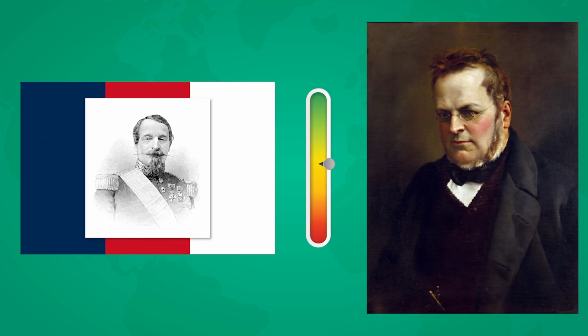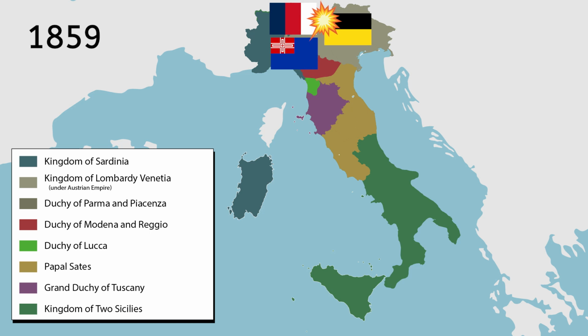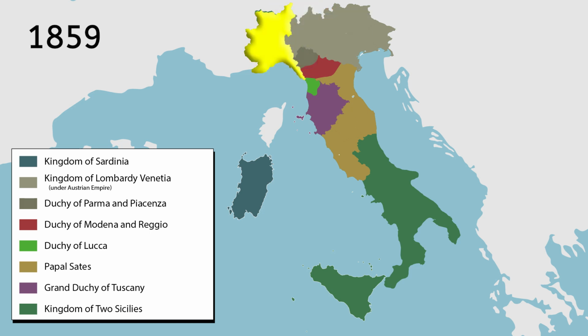Cavour looked to the French. He brokered an alliance with Emperor Napoleon III, then went to war with Austria in 1859. Combined French-Sardinian forces won most Austrian lands in the north. Some lands were given to France. Venetia was retained by Austria, and Lombardy was taken by Sardinia. Liberals in Parma, Modena, and Tuscany overthrew their governments and joined Sardinia the following year.